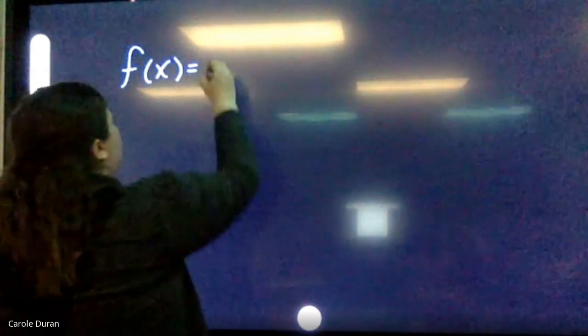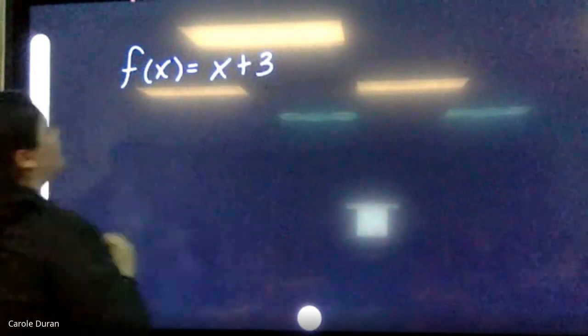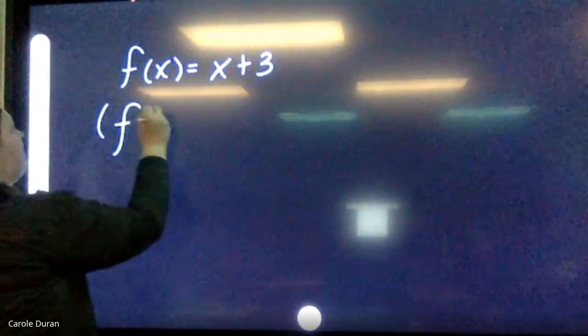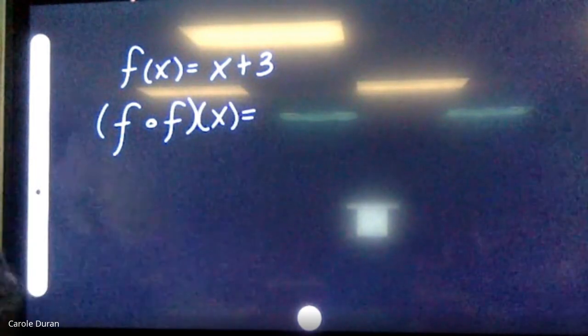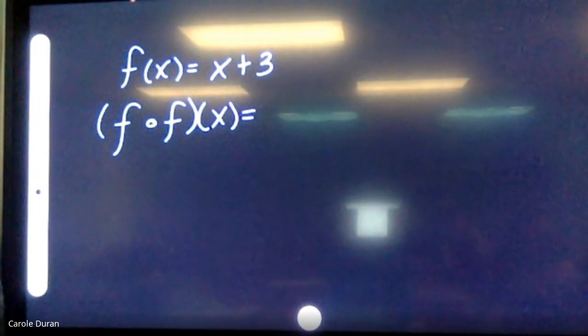So on this example, I only have one function, and this is my f function, which is x plus 3. And the composition I would like to find is f of f of x. So we recognize that this means I'm taking my f function and plugging it into itself in place of the variable. So when I write it, I still have an outside function and I still have an inside function.